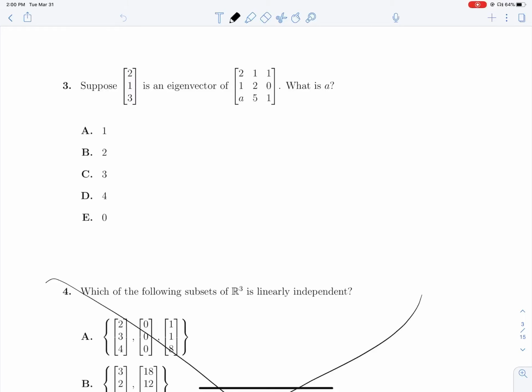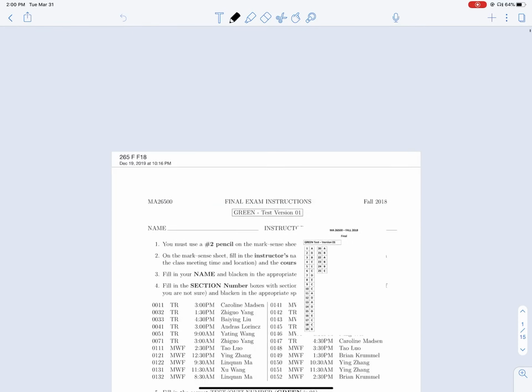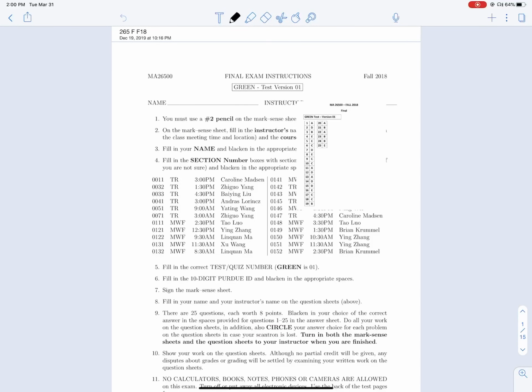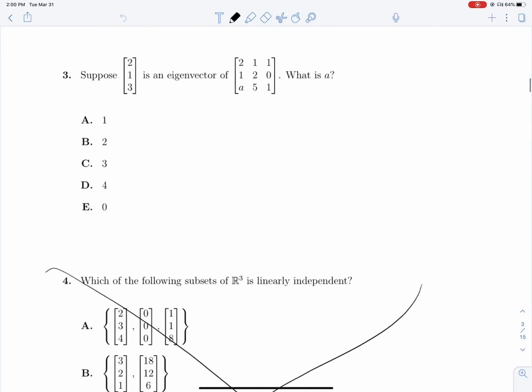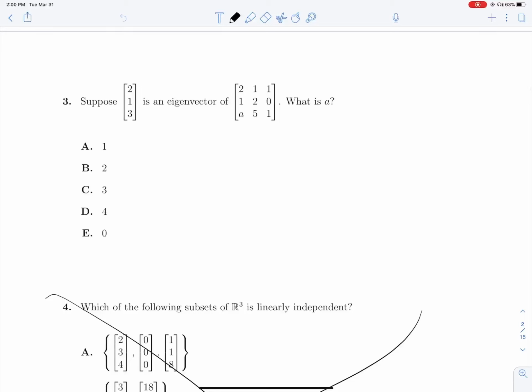Here we go. We are going over the midterm 2 related questions for the fall 2018 final for MA 265. This is actually a little bit of a scattered order that they have. We have an eigenvector question as question 3 in the final, which is not very normal. Suppose that (2, 1, 3) is an eigenvector of the transformation encoded by this matrix here. What is this value A?